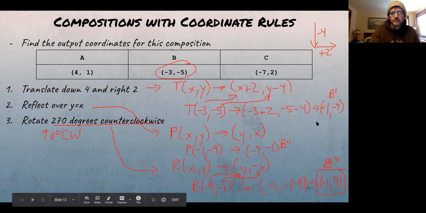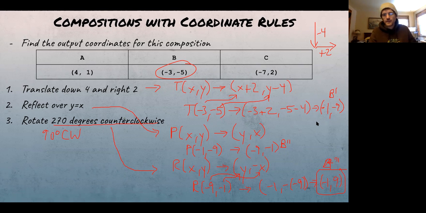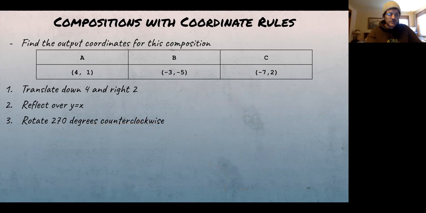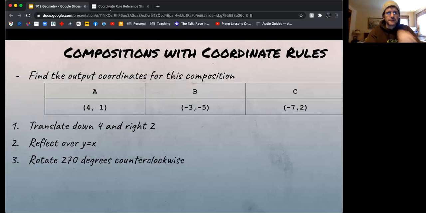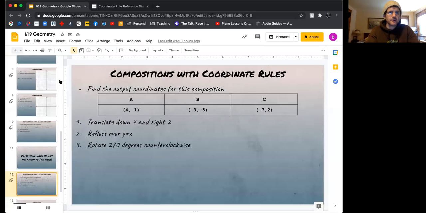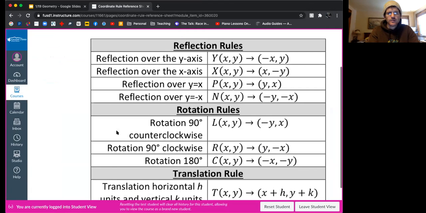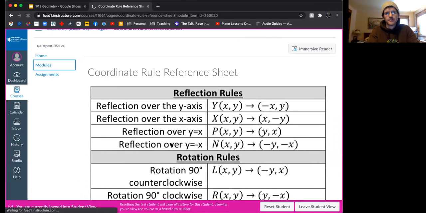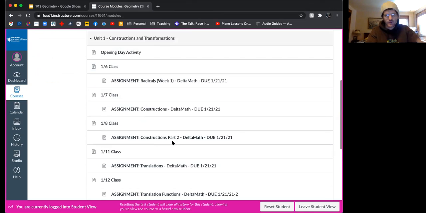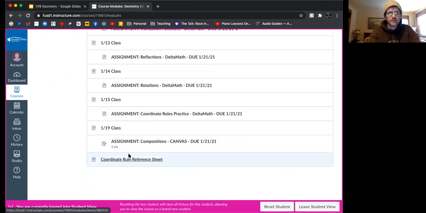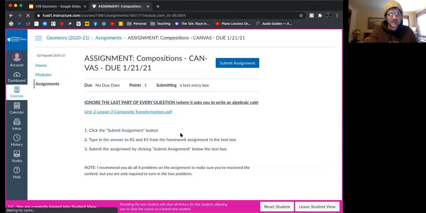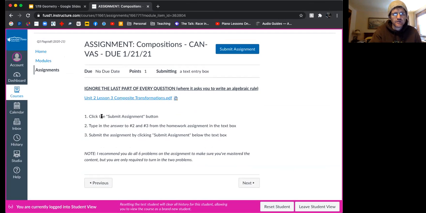Okay, hopefully that's good. And like I said, I can go through many more of these if you guys need me to. Not everyone does, so I'm just going to show you what your homework looks like, because this homework is a little different. All right, let me go back to modules. Again, these are all the rules. It's on the Unit 1 section of this Canvas page. It's down at the very bottom. But your assignment today is in Canvas. And this is a little different. Notice it says right here, you're going to click Submit Assignment.